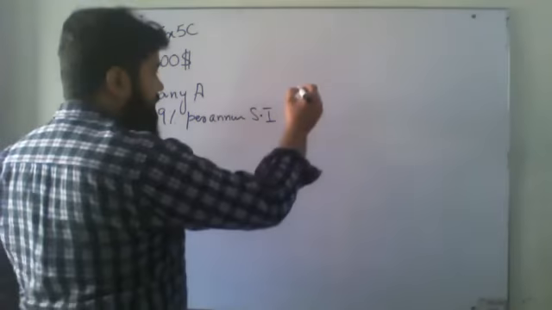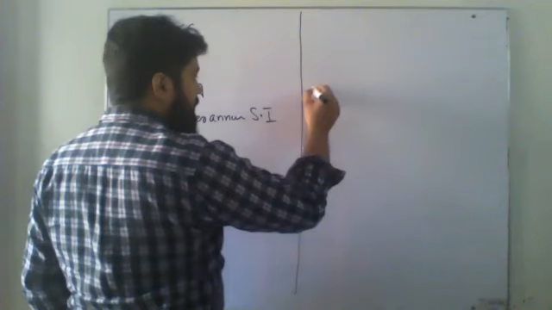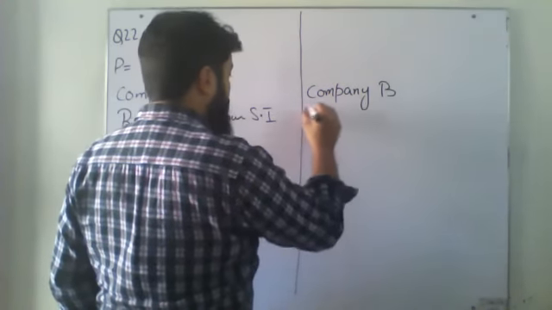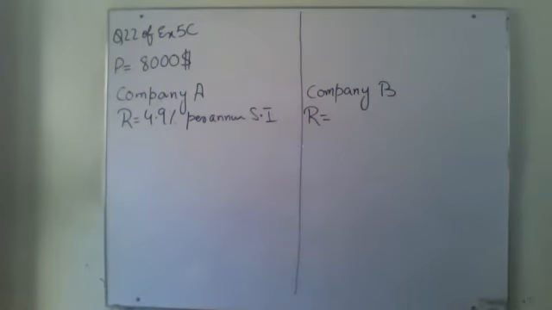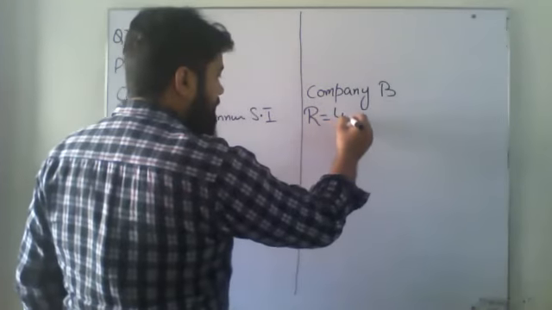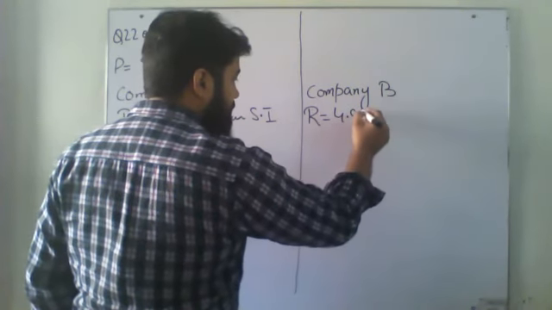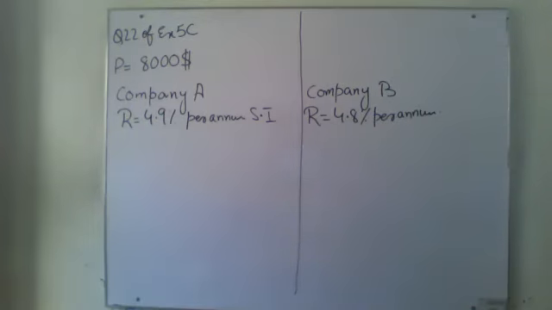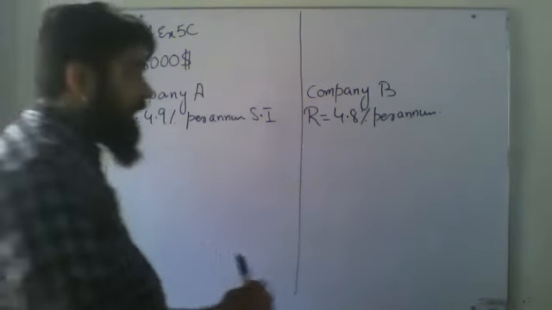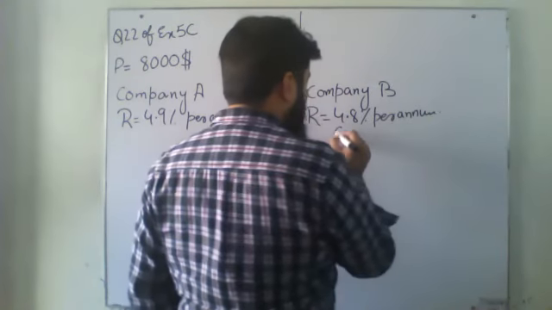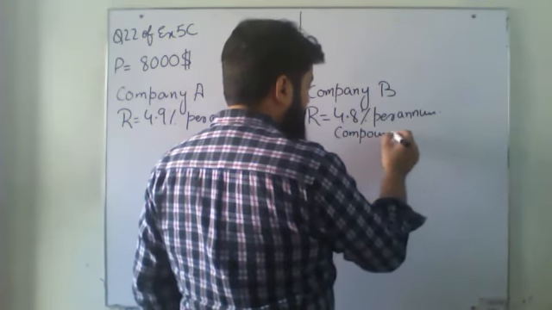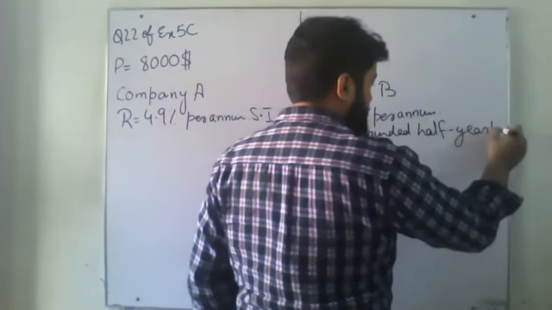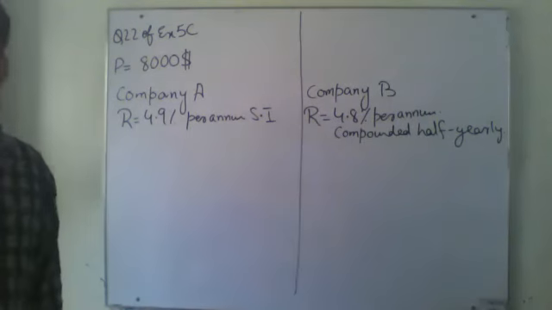Now there is another company, B, and that company is offering a rate of 4.8% per annum compounded half yearly. These are the two things given to me.